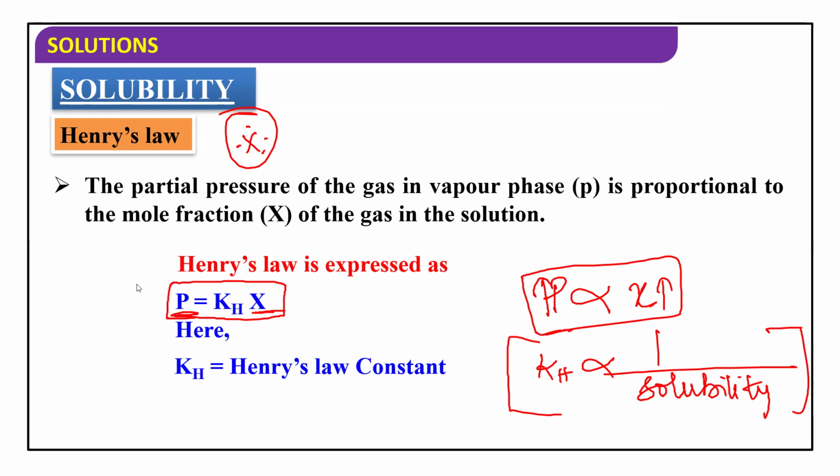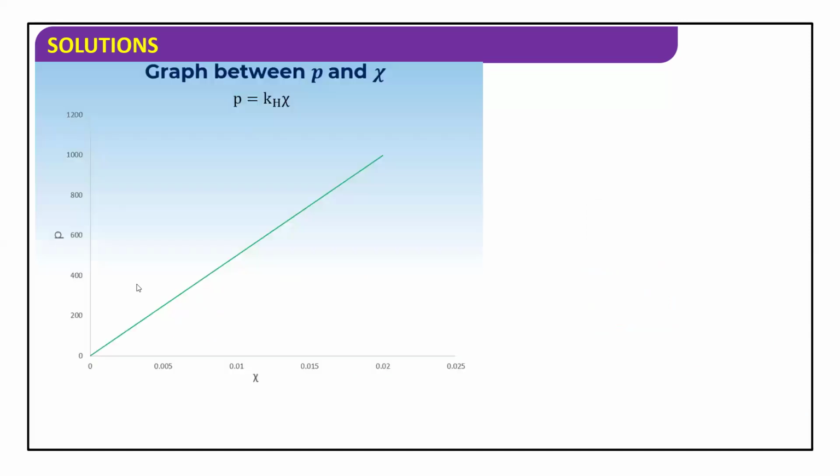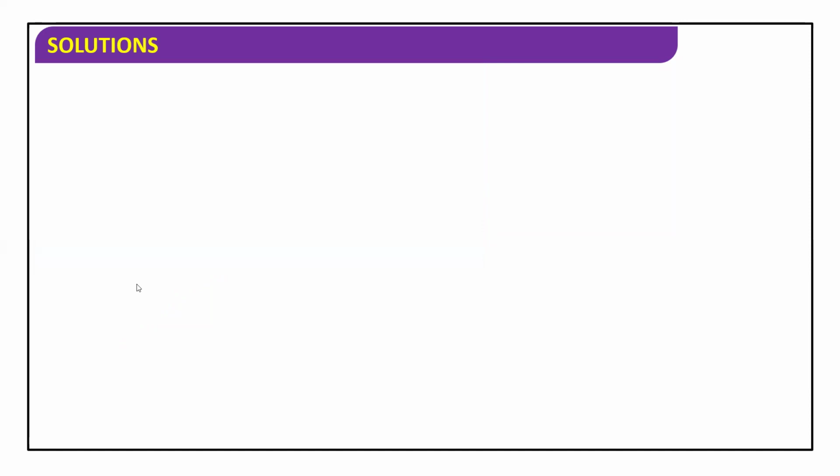Now coming to the graph. This graph is between partial pressure and mole fraction. Partial pressure is taken on the y-axis and mole fraction on the x-axis. We are getting a straight line here because they are directly proportional. As the mole fraction increases, partial pressure also increases. So a straight line with a positive slope is observed for Henry's law. Now, I would like to ask you one question.